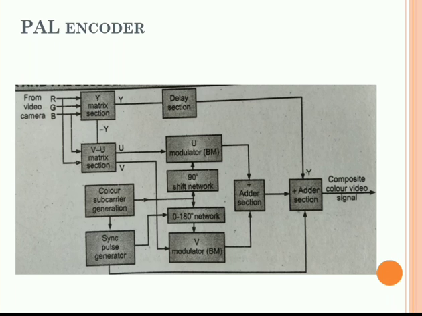After that, we have the color subcarrier generator and sync pulse generator. Whatever pulse we get will be given as input to those modulators, and whatever modulated signal we get will be added at the adder section.